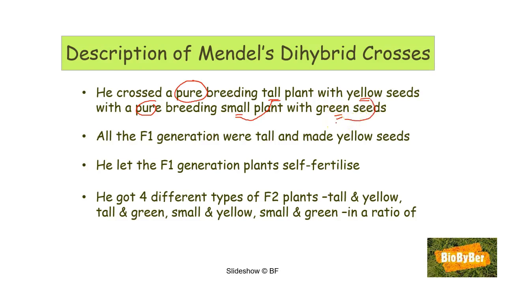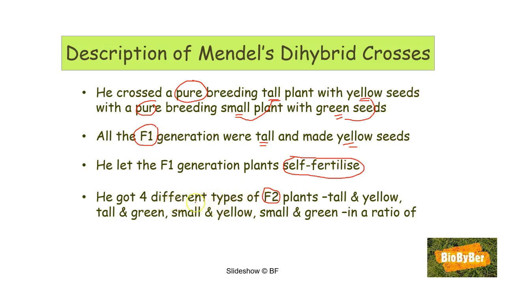We must be able to see that. All the F1 generation, all the offspring, the first generation, your parents are the first generation belonging to your grandparents. So the first generation here were all tall and made yellow seeds. He let this F1 generation self-fertilize or self-pollinate, in other words, fertilize themselves with their own pollen. Then he got the F2 generation or the second generation. You would be the second generation to your grandparents.